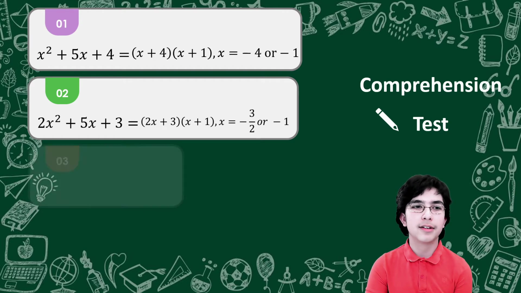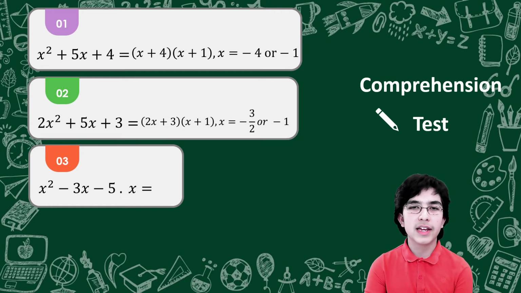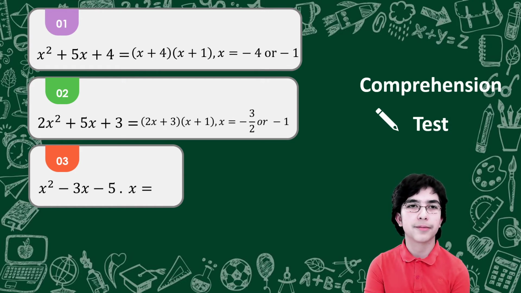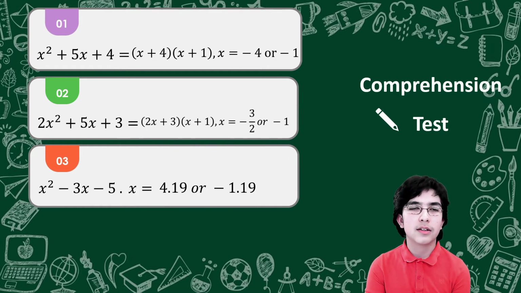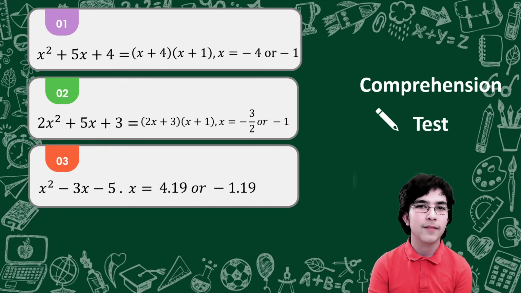For question 3 and 4, you'll be using the quadratic formula. So, how do you solve x squared minus 3x minus 5? You'll just have to put this into the quadratic formula. So x equals minus b, so minus minus 3, so 3, plus or minus root b squared minus 4ac all over 2a. So I'm not going to write out the workings here, because everyone should know how to use the quadratic formula. And the answers you'll get are 4.19 or minus 1.19.